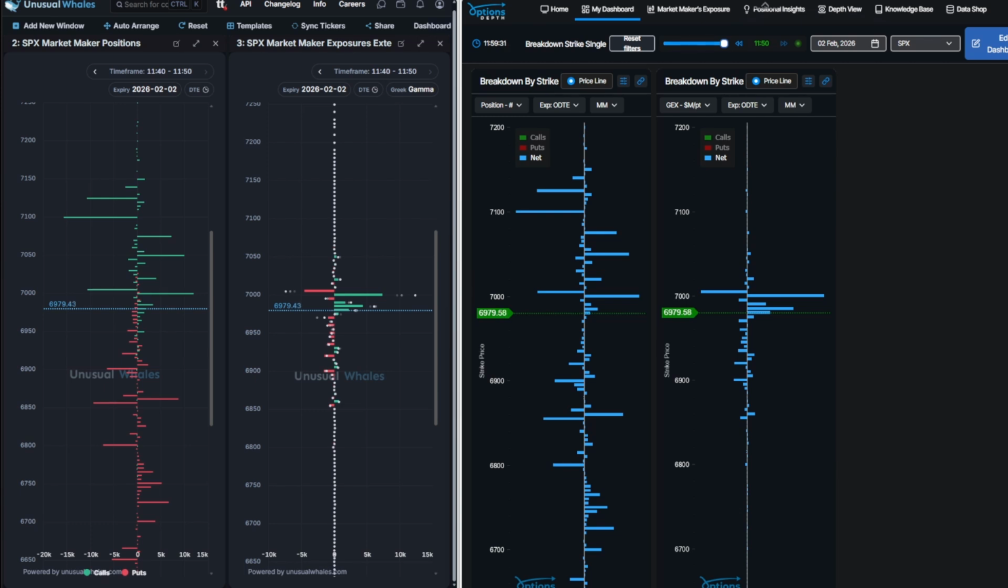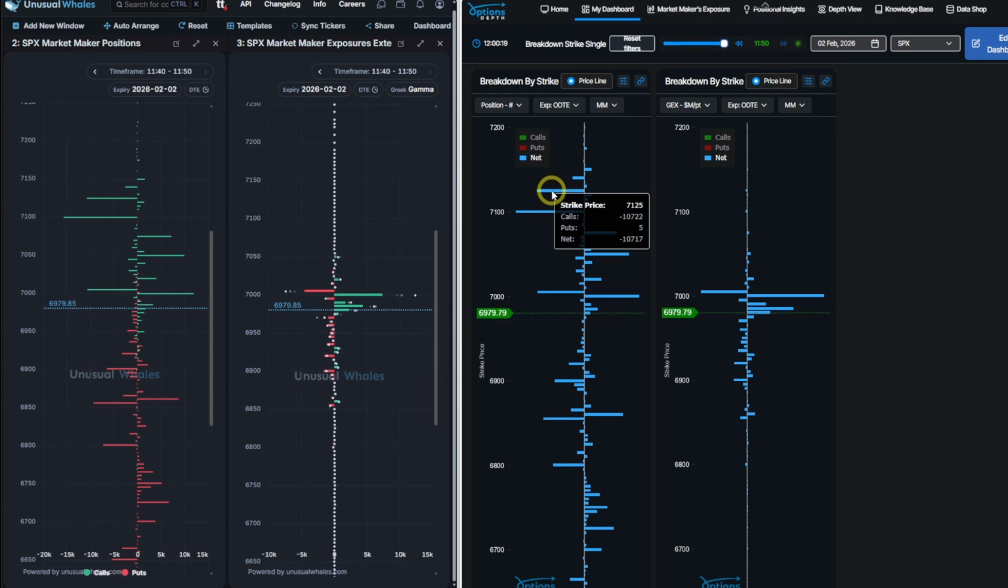I didn't see anybody else on YouTube that did a video like this, comparing them just to show that they had the same information, or similar information anyway. But this is going to be specifically about the market maker position bar graph on Unusual Whales and the breakdown by strike position information on Options Depth, along with GEX or gamma market maker exposure graphs as well.